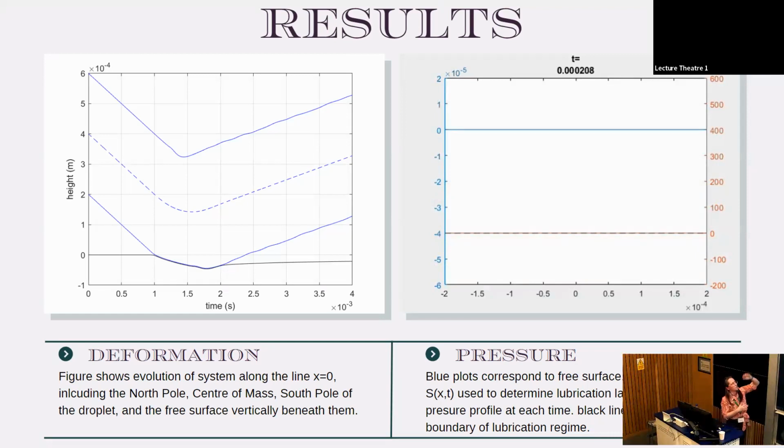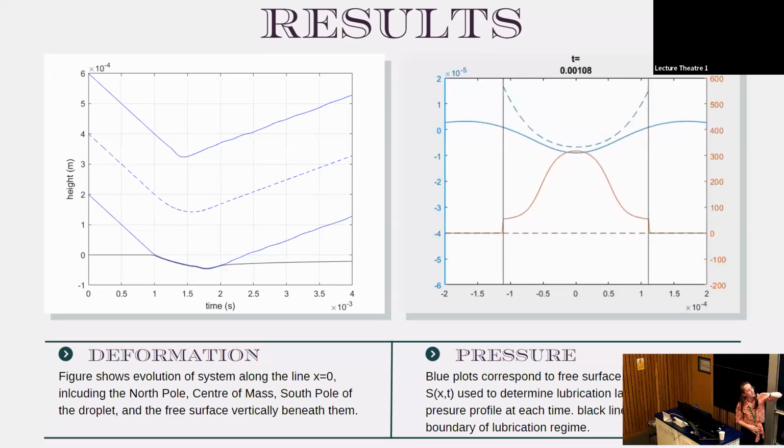We start with the droplet sufficiently far away from the free surface, and this is our evolution in time here. We have the north pole, center of mass, and south pole of the drop falling through time, and you can see they're just in free fall for a sufficiently long time. They eventually interact. I promise there is a gap between those two lines there, and then it does lift off again, and you can see the oscillation.